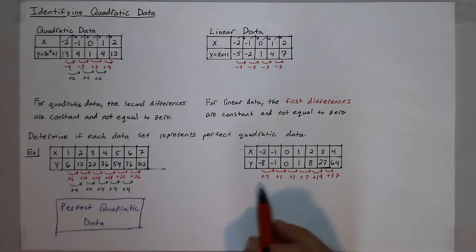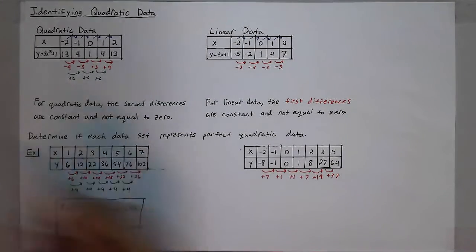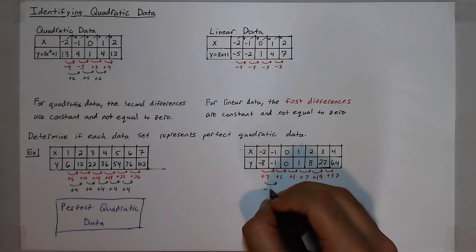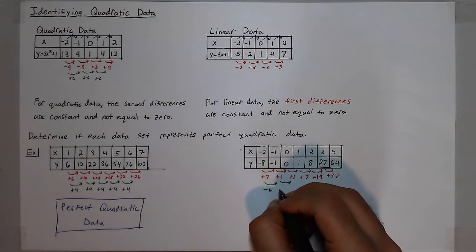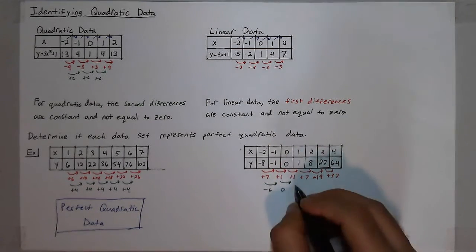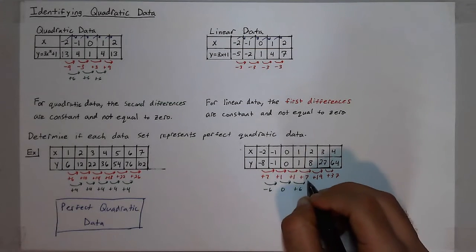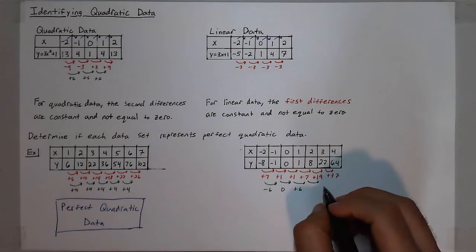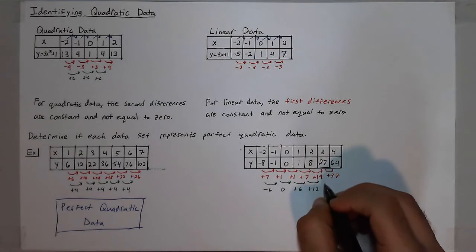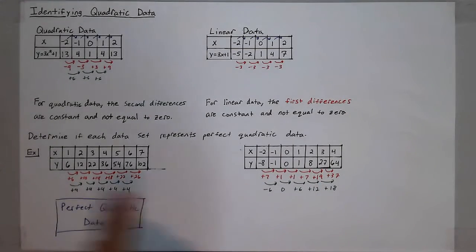All right, so that's not constant yet, so we have to do it again. So 7 to 1 goes down 6. 1 to 1 goes nowhere, so 0. 1 to 7 goes up 6. 7 to 19 goes up 12, and 19 to 37 goes up 18. So still not constant, so this is not perfect quadratic data.